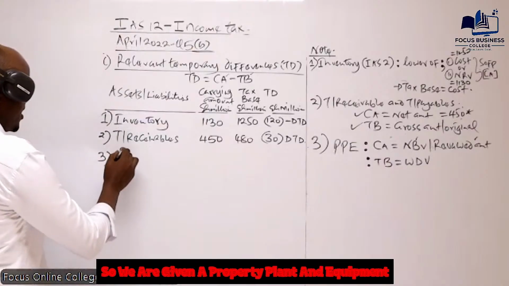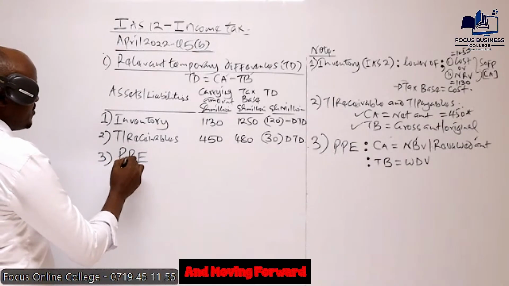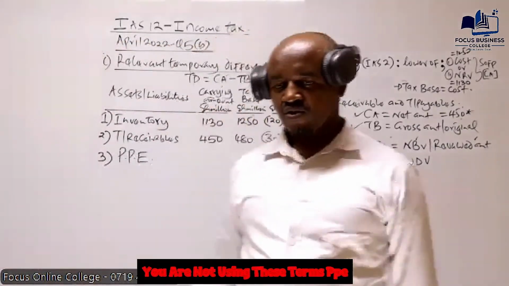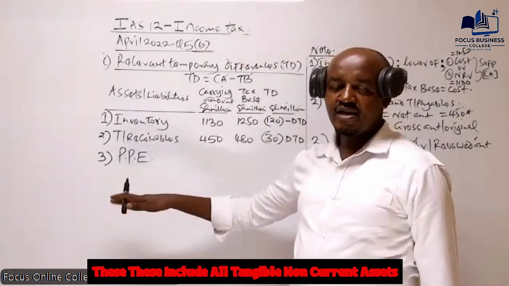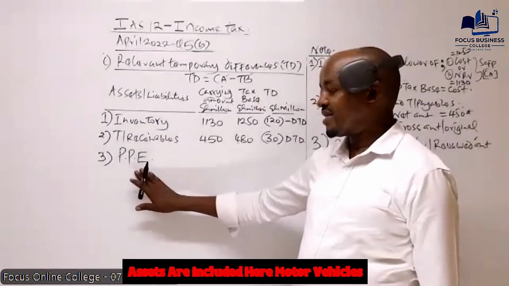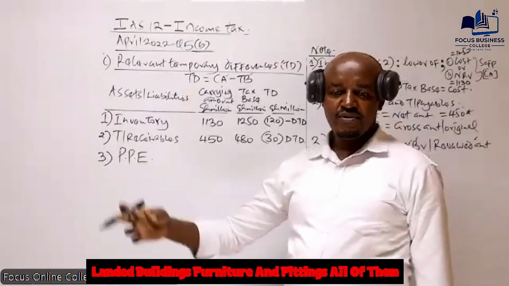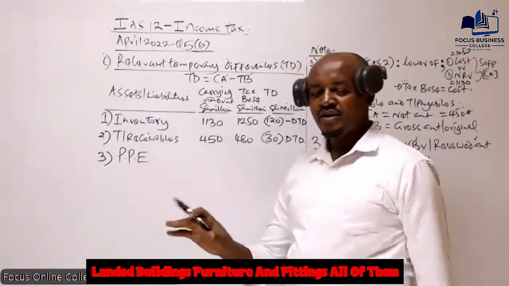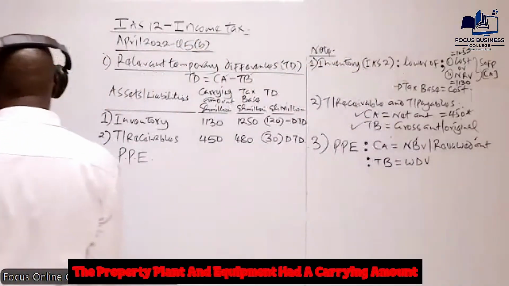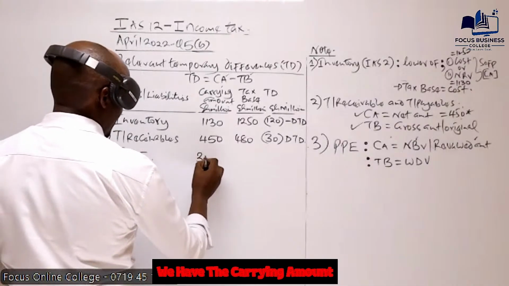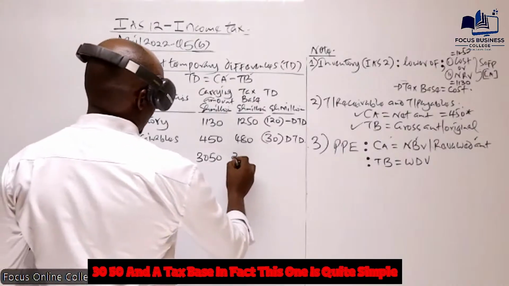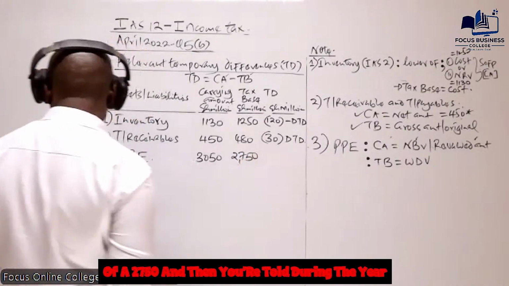So we are given property, plant, and equipment. Moving forward, you need to get used to some of these terms because at the lower level you are not using these terms. PPE includes all tangible non-current assets. Motor vehicles, land and buildings, furniture and fittings, all of them we refer to as property, plant, and equipment. We are told the property, plant, and equipment had a carrying amount of 3050, and the tax base, in fact this one is quite simple, of 20.